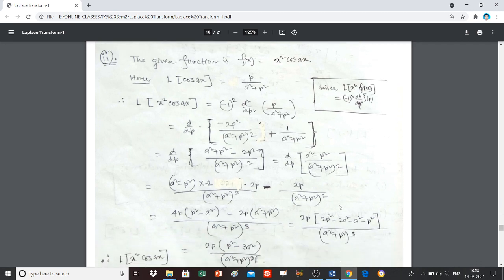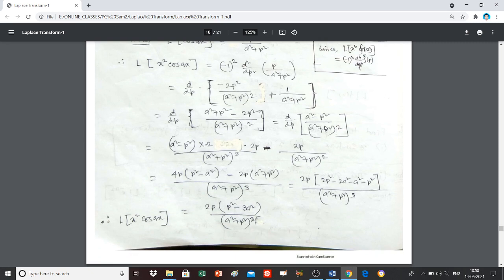Okay, no problem. Now we have to differentiate this. First, take a² − p² as constant. Then the differentiation of this term will give you, since the power in this case is actually (a² + p²)^(−2), this minus 2 is here.